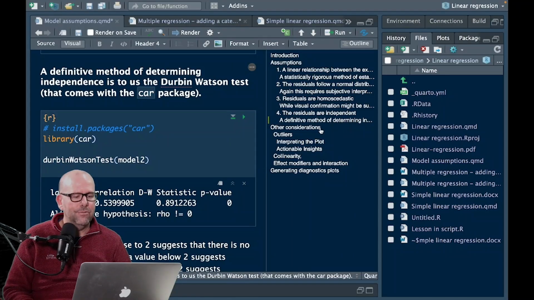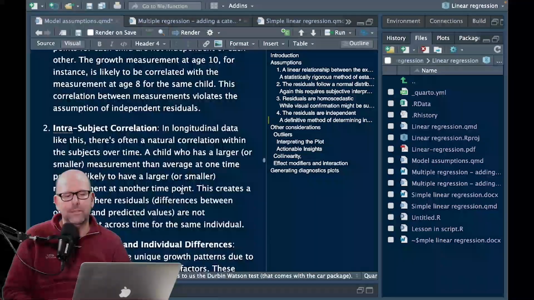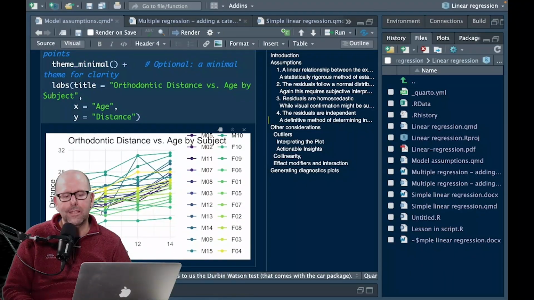Okay, and then finally, the residuals are independent. Here we use the Durbin-Watson test, and we look at the DW statistic, and if that is close to 2, it means that there is independence. In this case, it's far away from 2, which you would expect because this is the example where we don't think that there is independence. We think that there is dependence.